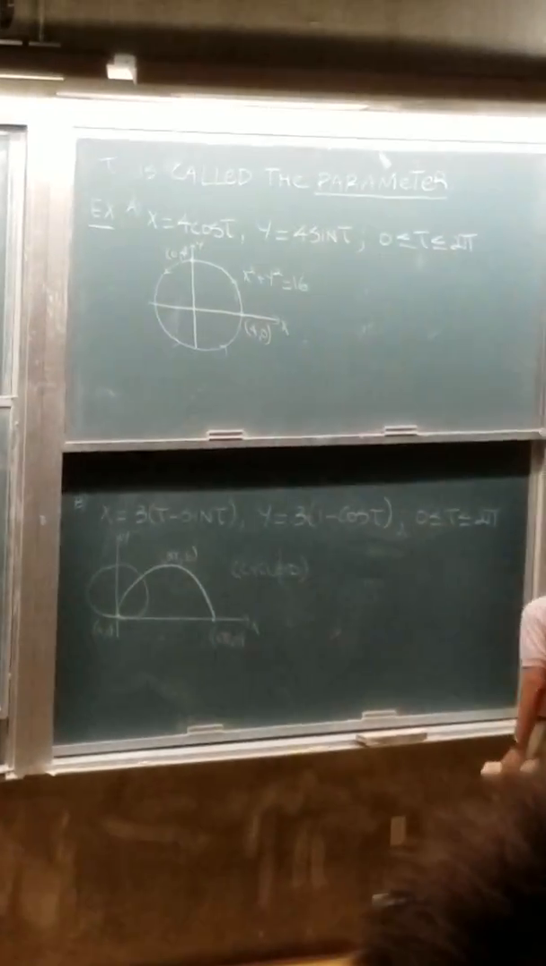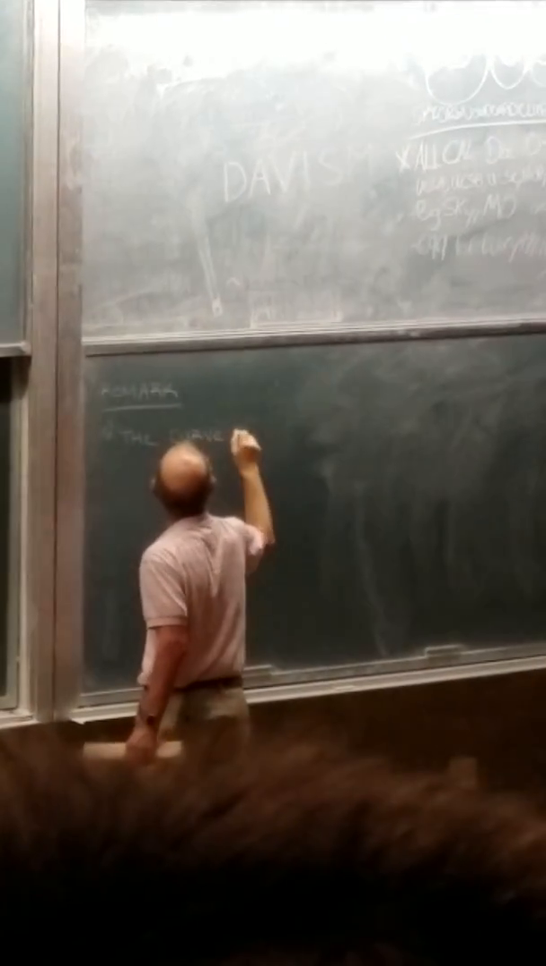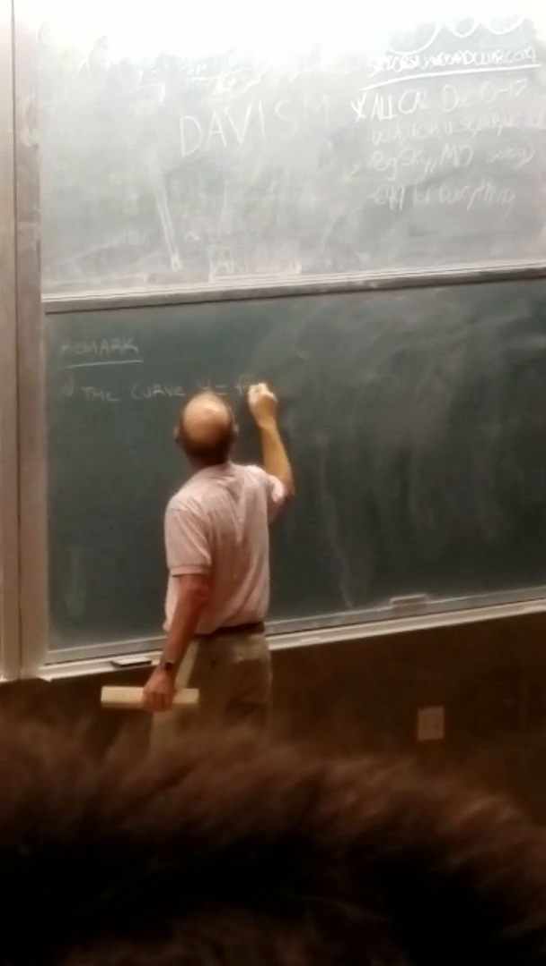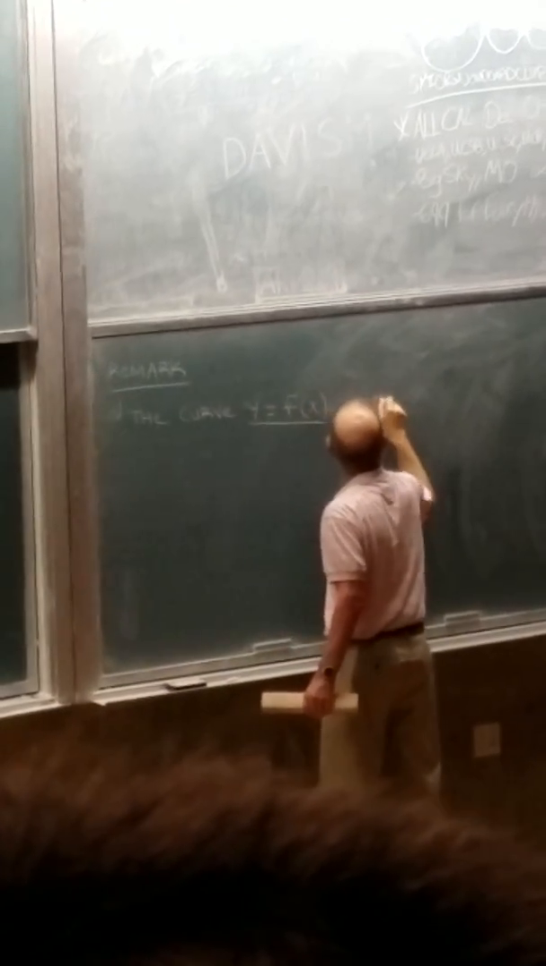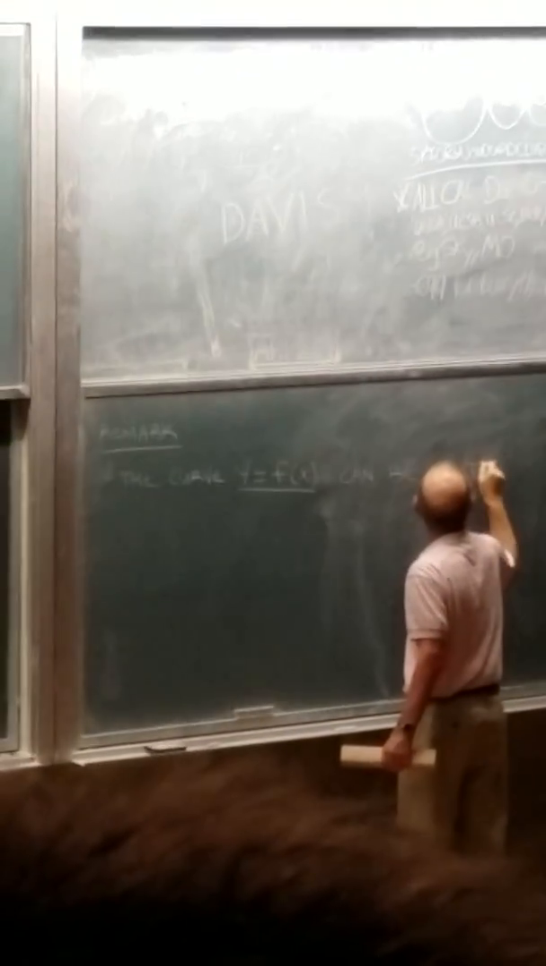The idea of a parametric curve generalizes the curve that we've already looked at. So if you take the curve y equals f of x, which is the most common type of curve we've been working with, you can represent this parametrically. We can write this in parametric form as x equals t and y equals f of t.